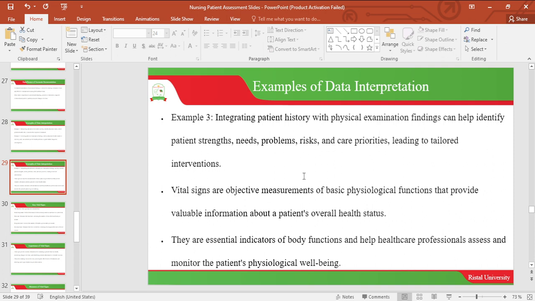Let's continue with the examples of data interpretation. Example number 3. Integrating patient history with the physical examination findings can help identify patients' strengths, needs, problems, risks, and the care priorities, leading to tailored interventions.